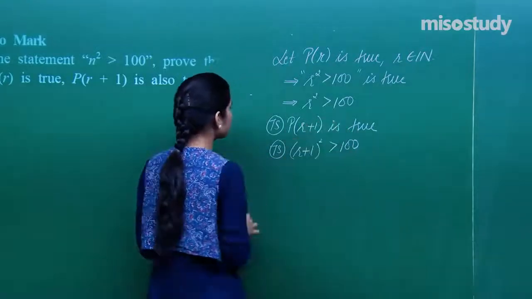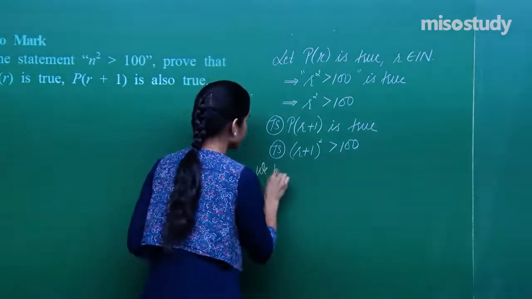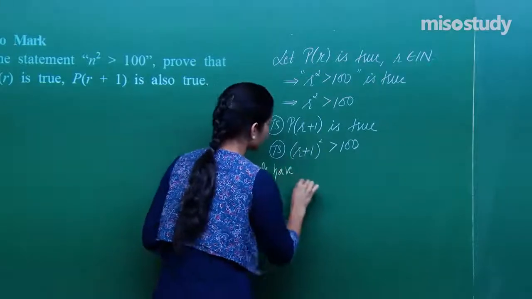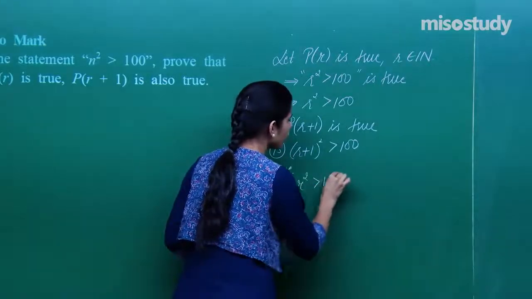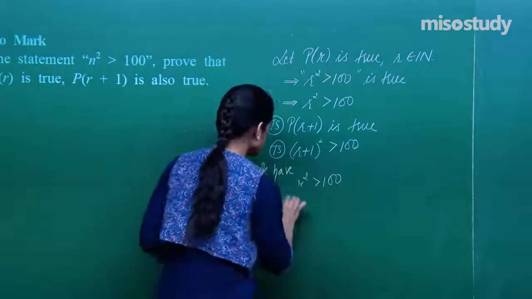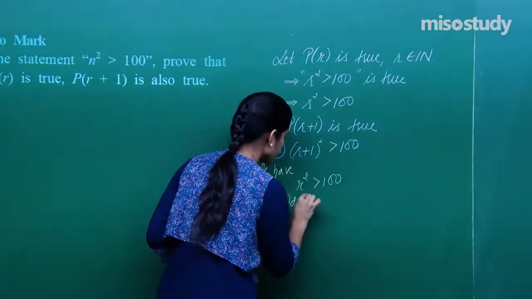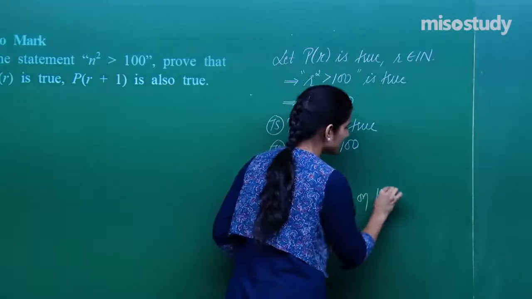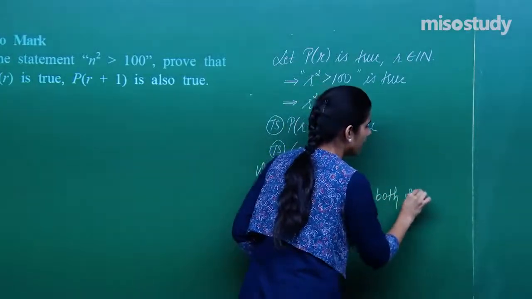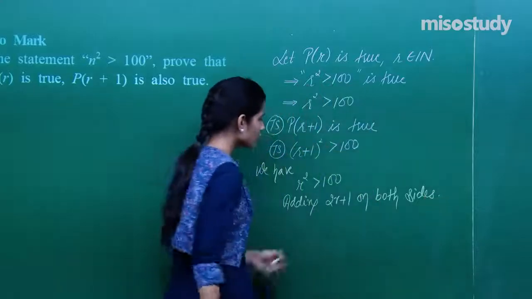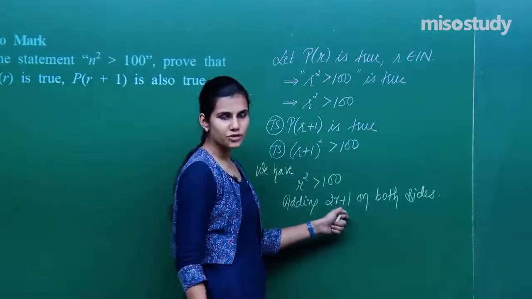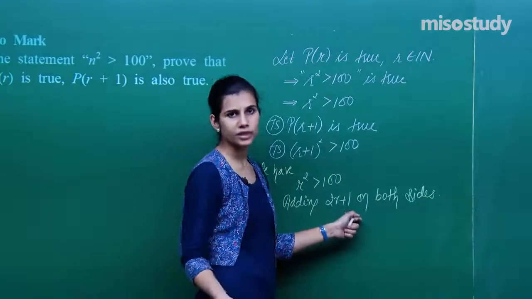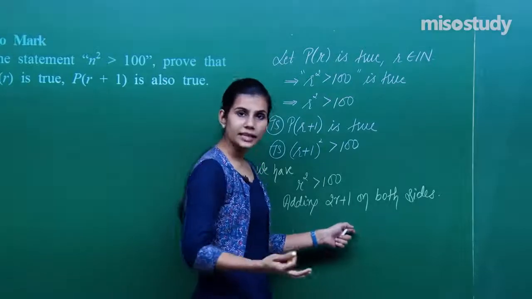Now Pr is given to be true. We have r square is greater than 100. This is already true. Now I am saying adding 2r plus 1 on both sides. r is a natural number, please remember, okay? So 2r plus 1, 2 into a natural number plus 1 is a quantity greater than 1. This is a natural number greater than 1.